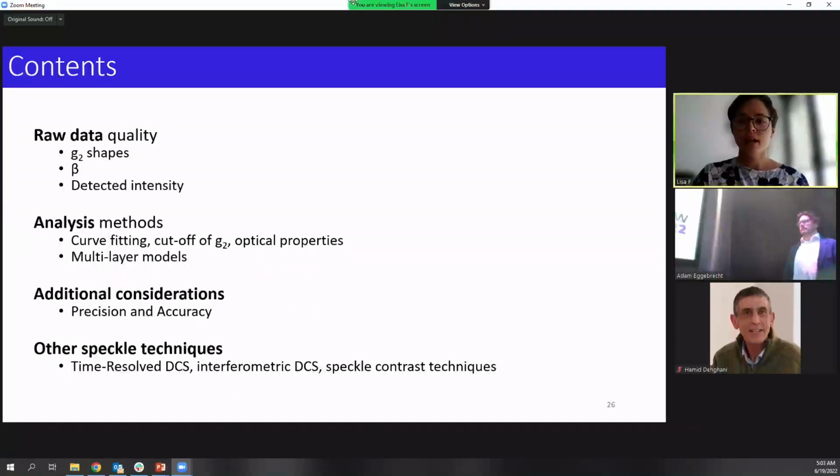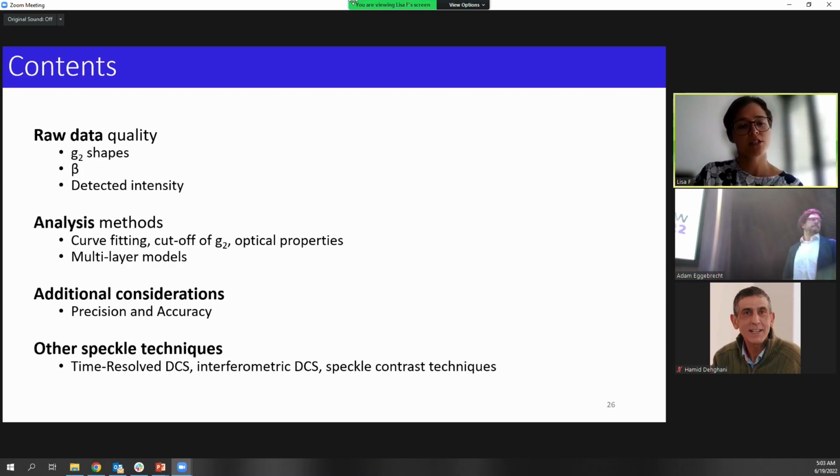So from here on out, I'm going to be talking about the raw data, how to assess the raw data quality, first by looking at just the G2 shapes, then looking at the beta factor, and also talking about the detected intensity levels. Then I'll touch on the analysis methods, so how to fit these curves, what to think about when doing the curve fitting, and also talk a little bit about using multi-layer models.